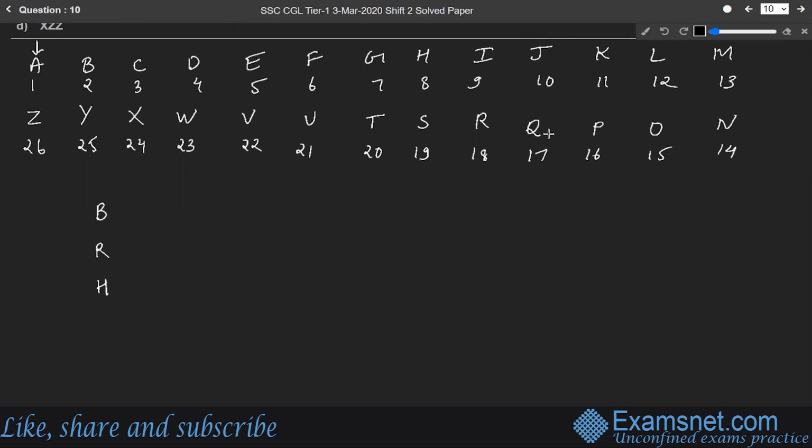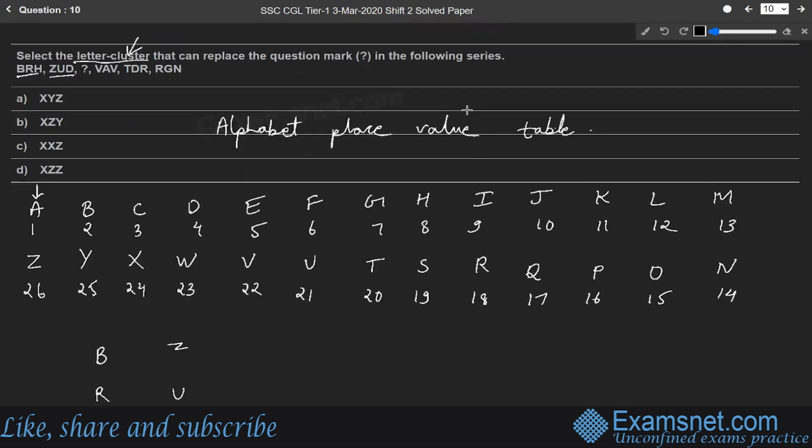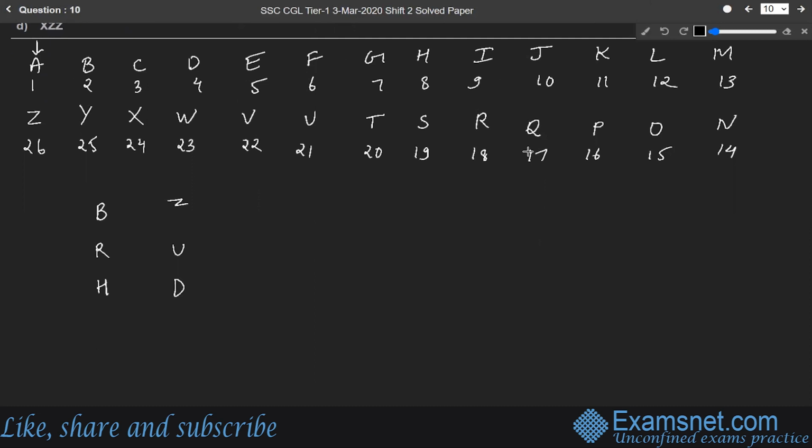And the second letter cluster is ZUD. Third one is the question mark. That is why we are not including it now. So let us understand the relationship between both these letter clusters. Firstly, we have B and Z. What is the relationship between B and Z here? B minus 2 gives Z.